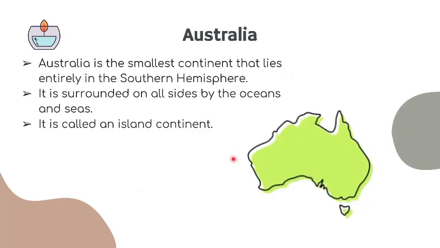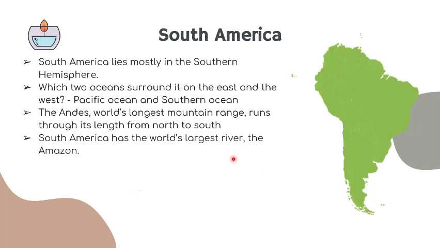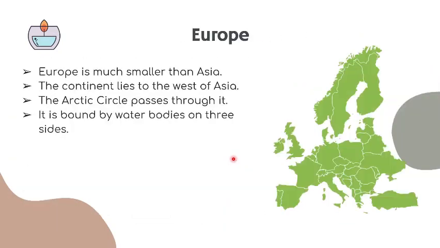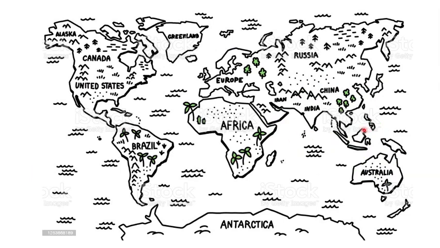Australia. Australia is the smallest continent that lies entirely in the southern hemisphere. So we know that it is a continent that lies entirely in the southern hemisphere. So this is 0 degree latitude. Yes, this is 0 degree latitude and this is Australia. It is a very small continent compared to others, so it is the smallest continent.